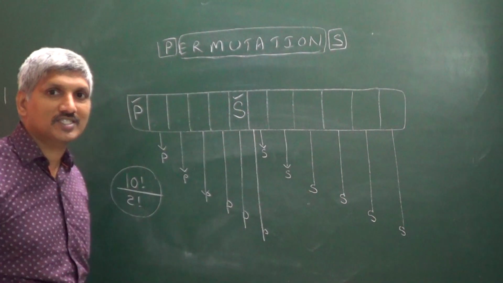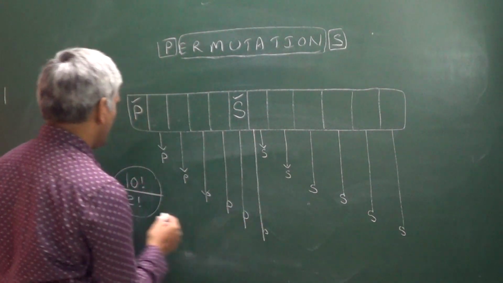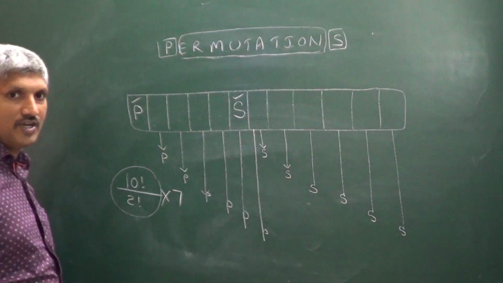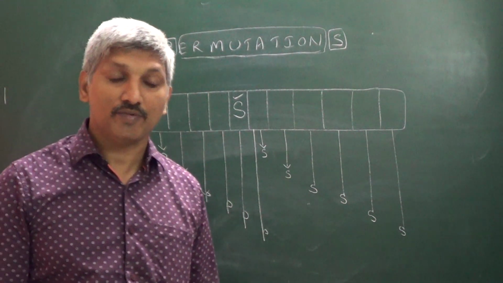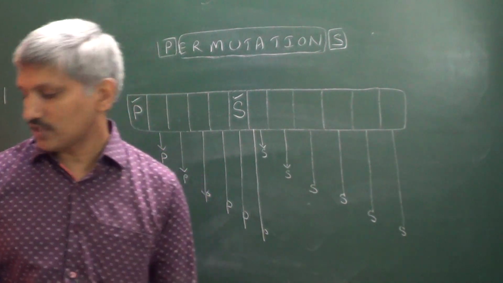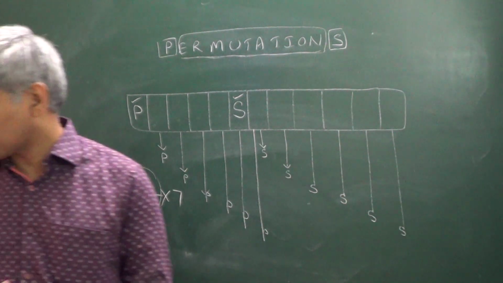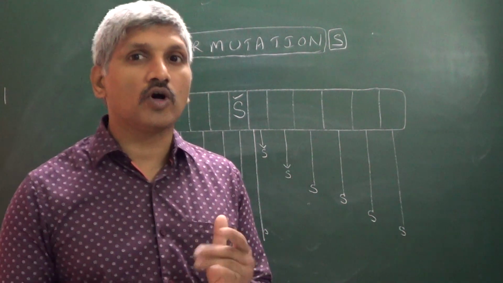For these types of cases, how many are there? 1, 2, 3, 4, 5, 6, 7 are there. That's why we multiply by 7. In every case you will get the same, with 4 letters between P and S. Okay, so that is the way of proceeding with this particular question. Next class we will try to discuss a few more ideas.